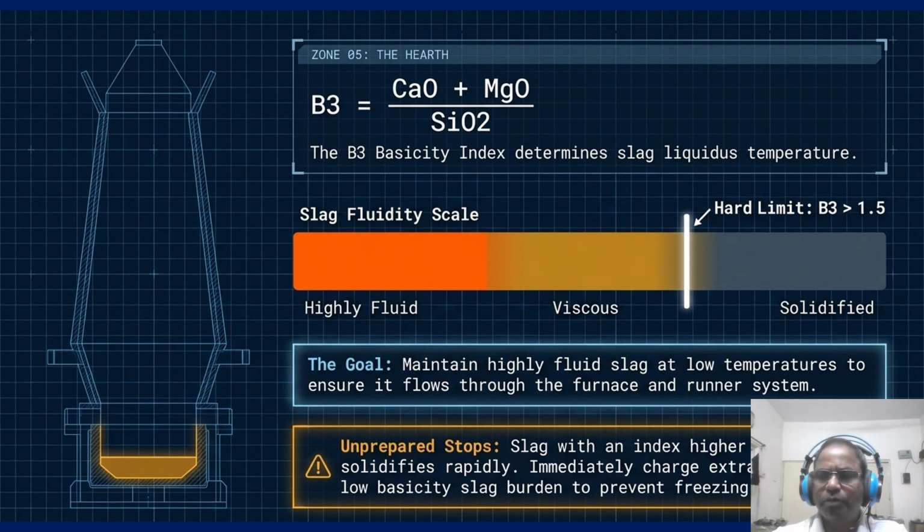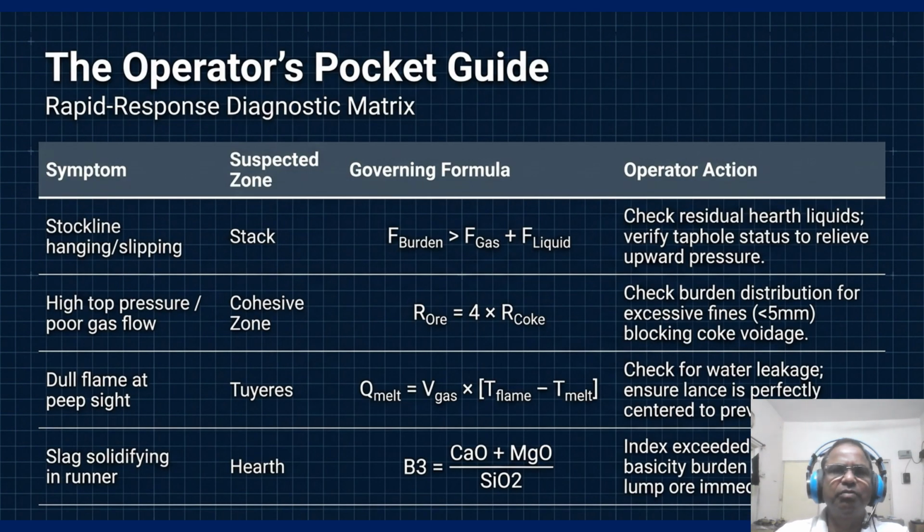So now coming to our next slide, which is basically an operator's pocket guide. To wrap up, we have the operator's pocket guide as shown in the slide. And this is basically a diagnostic matrix. So this brings all five formulas together. When the furnace talks to you through the symptom, you now have the code to translate it.